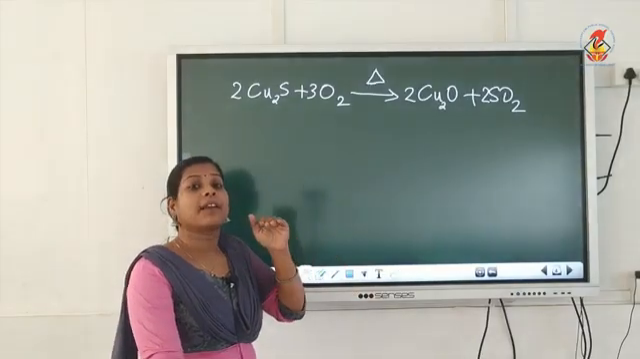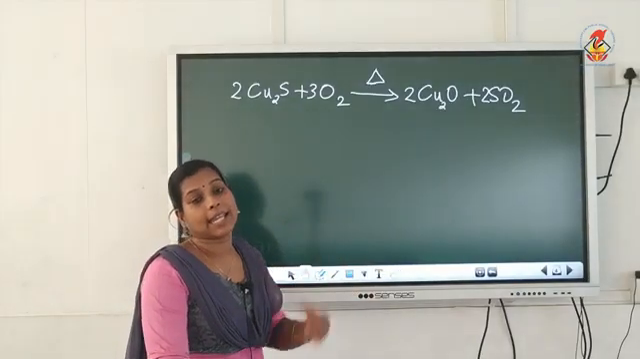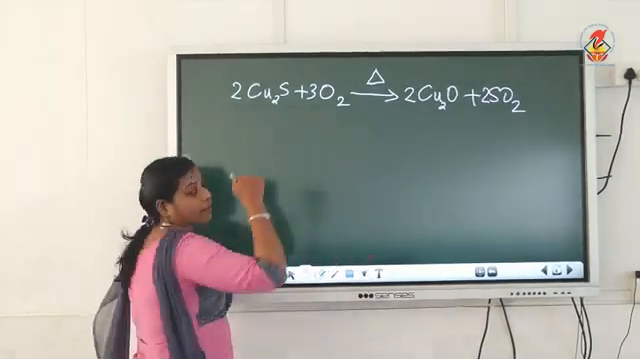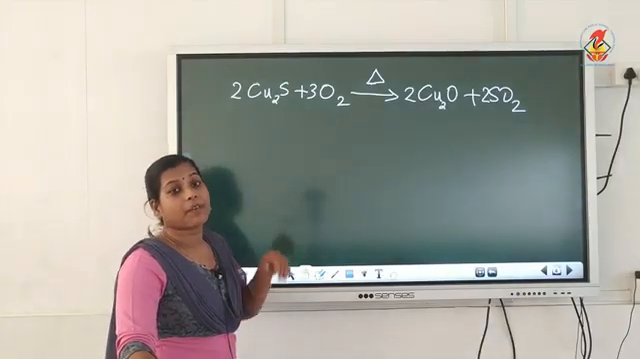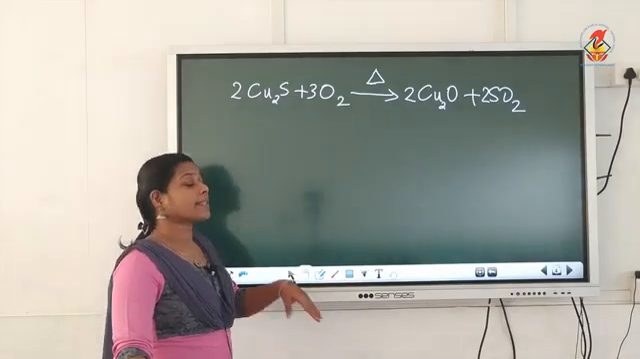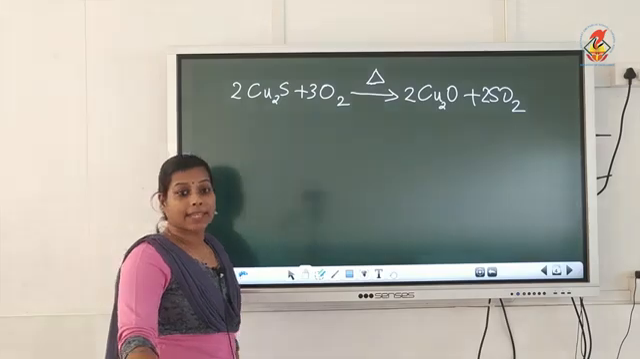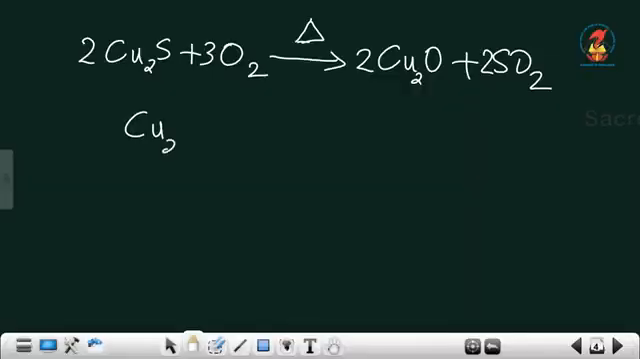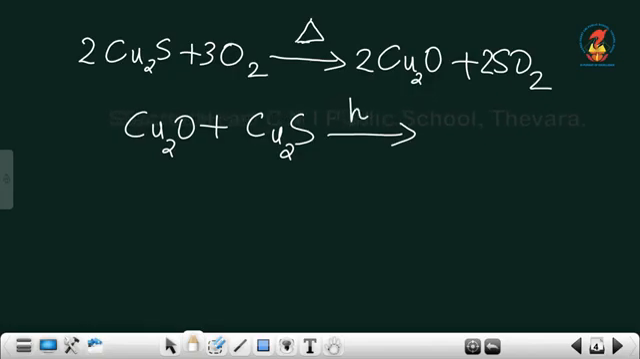So initially we take the ore and heat it in the presence of excess air. Then the metal will be converted from the sulfide form into the oxide form. From the oxide form we can easily separate the metal. At that time this copper oxide is mixed with copper sulfide. We heat both copper sulfide and copper oxide after mixing them.